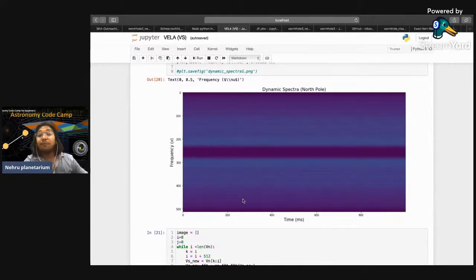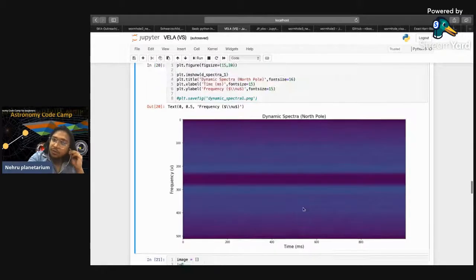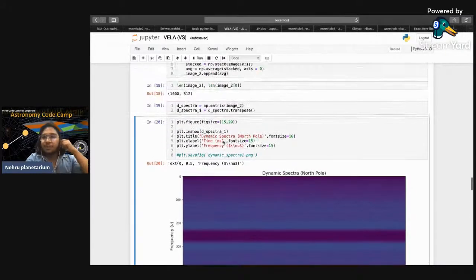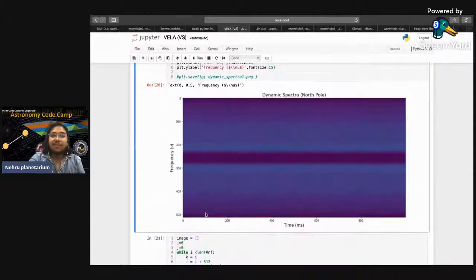With time, how the frequency is changing. Every time this pulsar flashes in the line of sight, we receive a pulse, and this is how we see that pulse, right? This is basically what we need, the dynamic spectra. Each and every flash which you see here indicates that we have a strong signal.